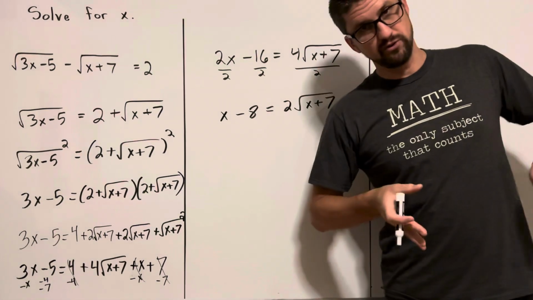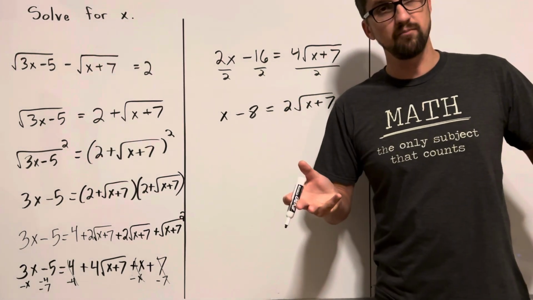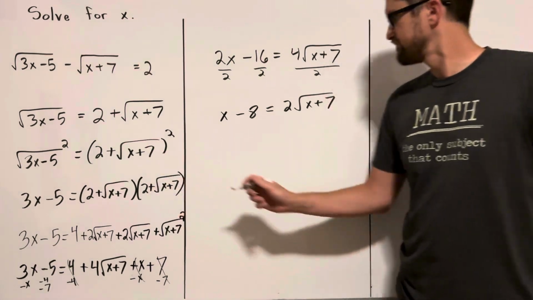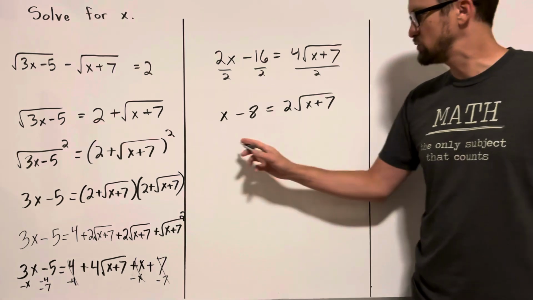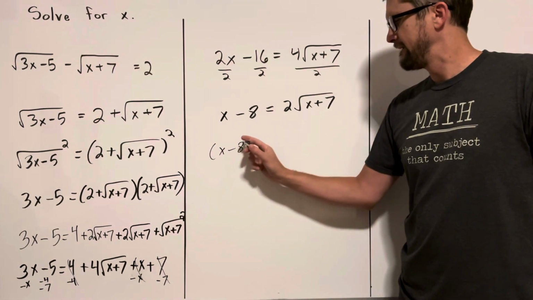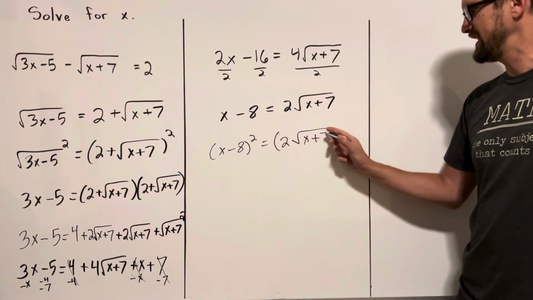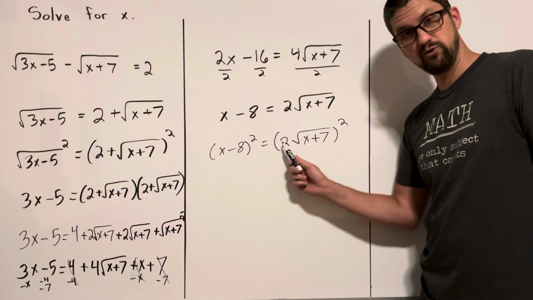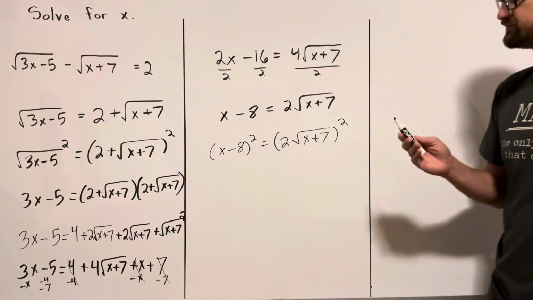All right, now that the square root is isolated and I've reduced it a little bit, I'm going to square both sides again, like I did over here in this step. Now this is a binomial, so you're going to need parentheses when you square it. I'm going to use parentheses on the right-hand side as well, because doing the exponent rule there, you need to multiply both the 2 and the square root of x plus 7.